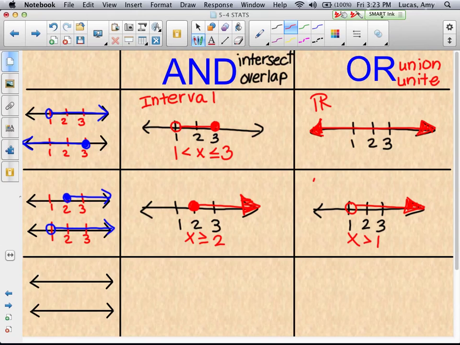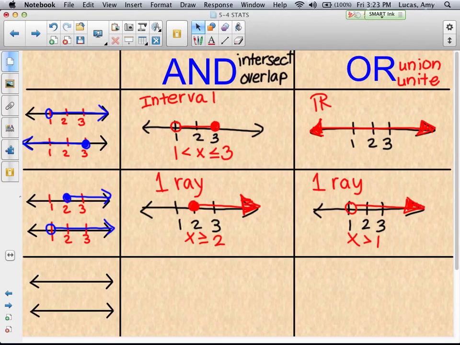So both of these we called one ray. So we had an interval, all real numbers, and these are both called one ray because they are one ray. It's just that they're not the same ray as each other. Okay, my last example, I go with my 1, 2, and 3.